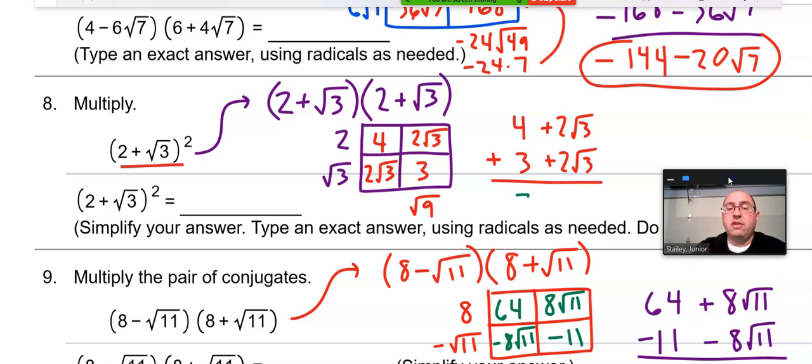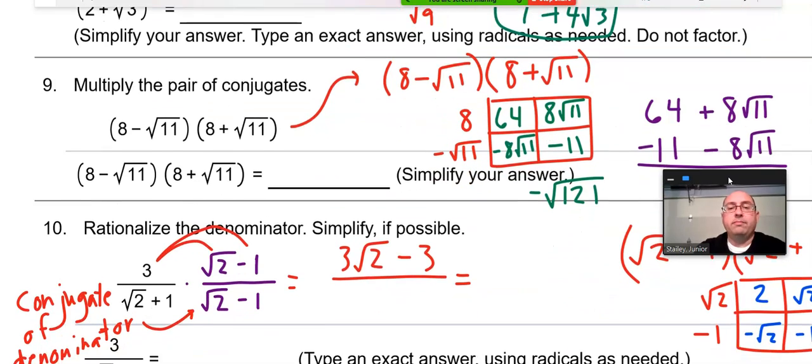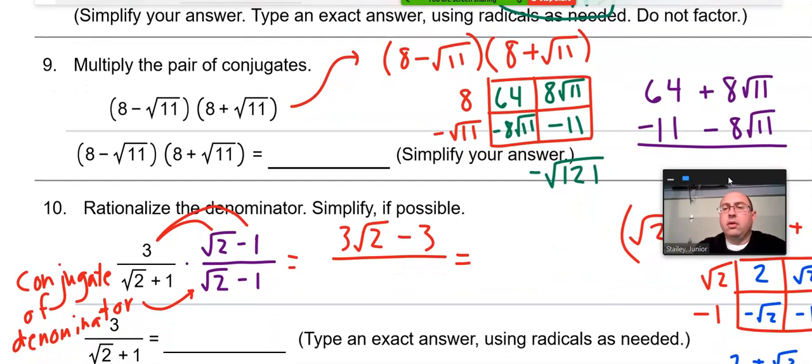I've got my 7, and I've got my 4 radical 3. There we go. Done. Moving on up. Okay, multiply together. I got 64, 8 radical 11, negative 8 radical 11.